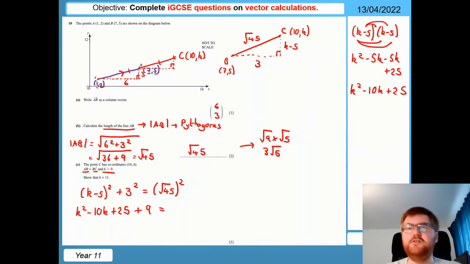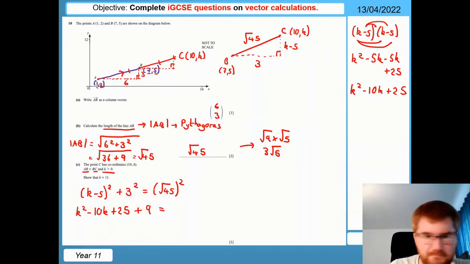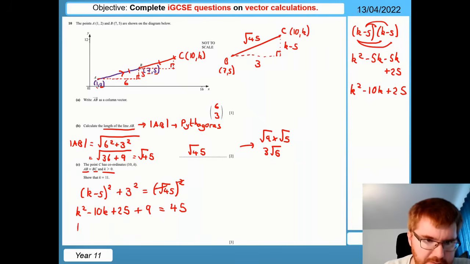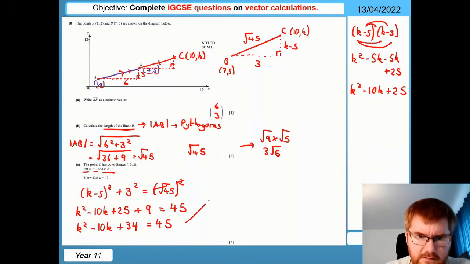Now one of the beauties of using surds is that when you square it, these two things just cancel and you're left with 45. So it looks like we're going to get a quadratic here. Let's carry on. So we get k squared minus 10k. 25 plus 9 is equal to 34, equals 45. Right, and we want to get the right-hand side to 0 for a quadratic. So what's the opposite of plus 45? Well, I want to minus 45 on both sides. If we do that process, this cancels. So we get equals 0, which is great.